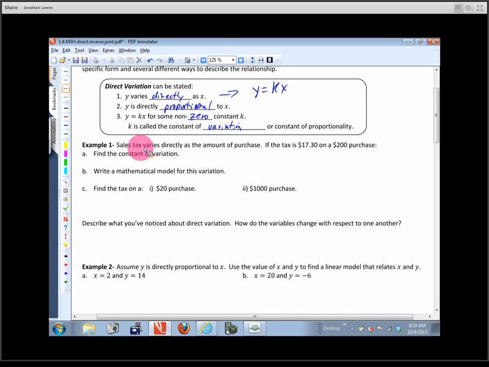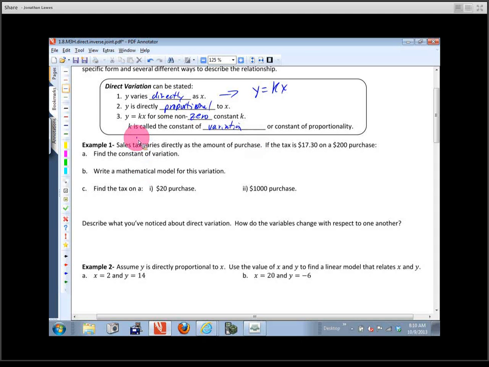Okay? In this case, we've got sales tax directly related to the purchase price. Okay? And remember, when we've got a story problem, it would be a good idea to choose variables that represent the things in the problem. Okay? So let's not always stick with x and y, which you could do if you wanted to. Okay? So let's do this.